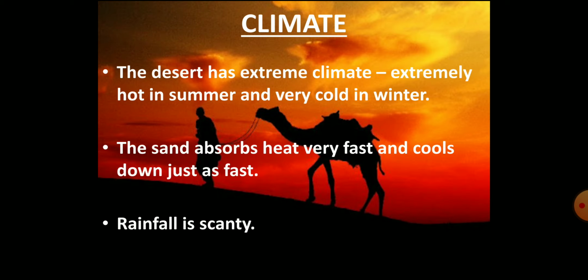Now, let's understand the climate of this region. So, dear children, the climate of the Great Indian Desert is extremely hot in the summer and extremely cold during the winter. It is because of the presence of sand. The sand has the feature that it absorbs heat very fast, so the days are very hot, and in the same way it cools down very fast too, making the nights very cold. And the amount of rainfall in the desert is generally quite low.